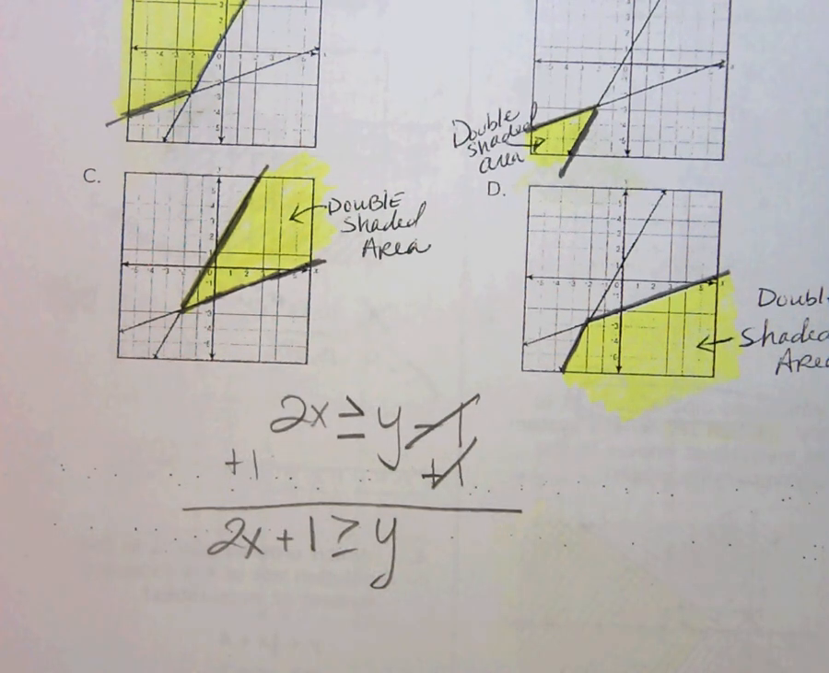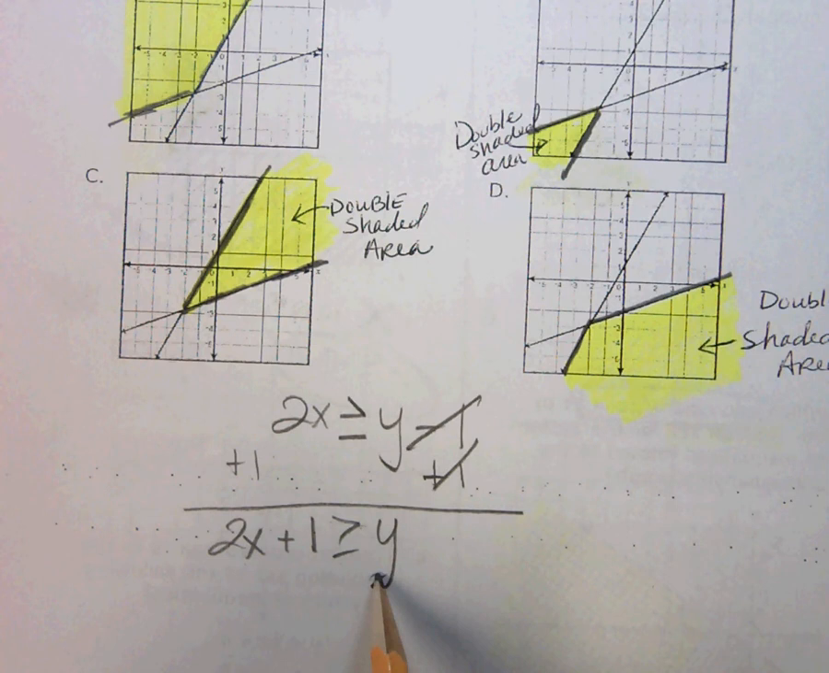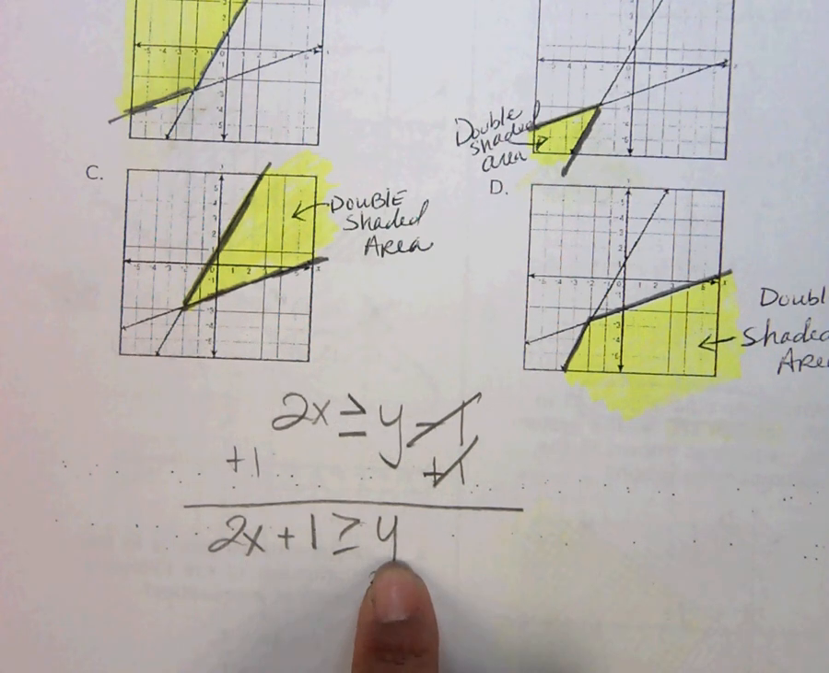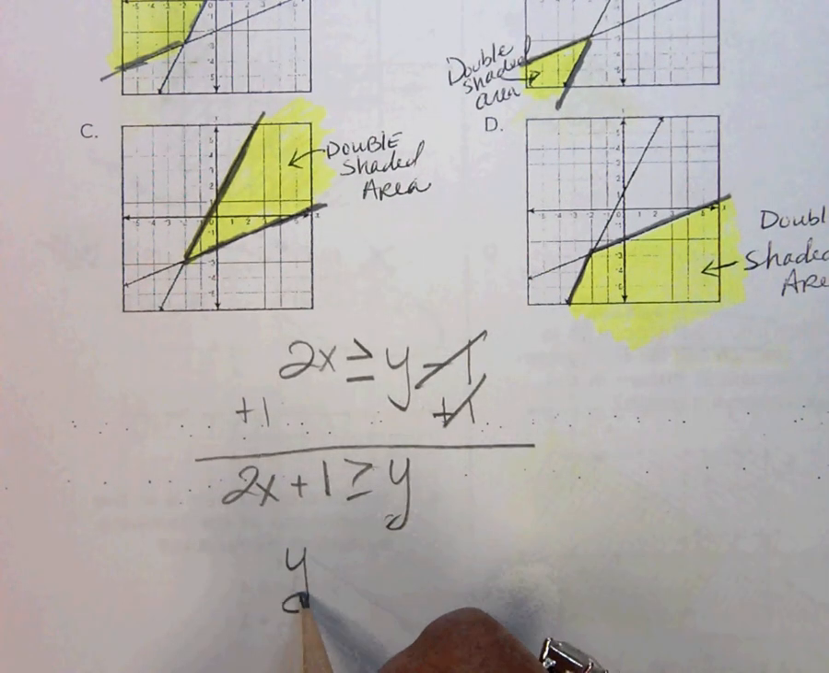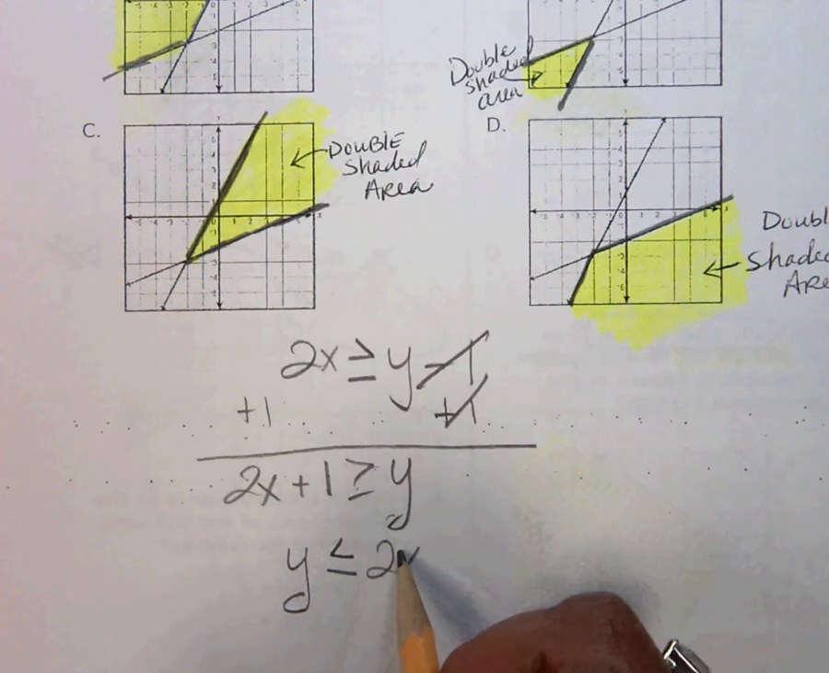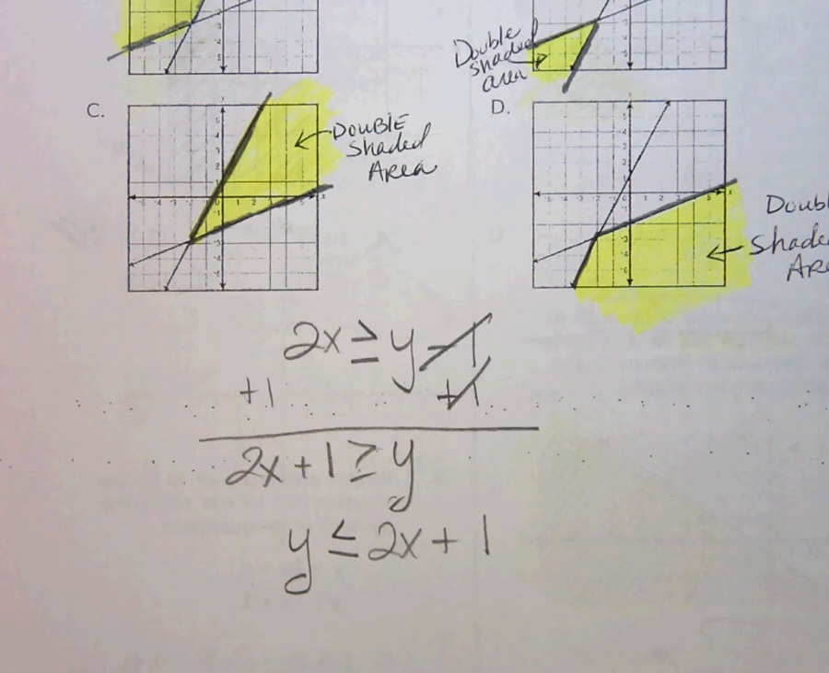Okay? So this says that 2x plus 1 is greater than or equal to y. When you deal with inequalities and you are faced with this kind of problem where the y is on the wrong side, you cannot just switch it. You have to flip the sign. So when I put the y over here, this is now going to become y less than or equal to 2x plus 1. And why did that happen?